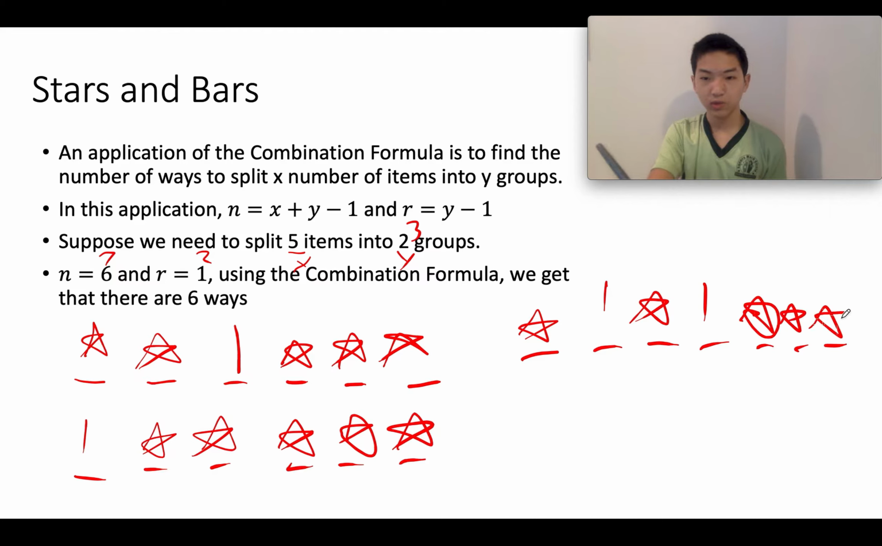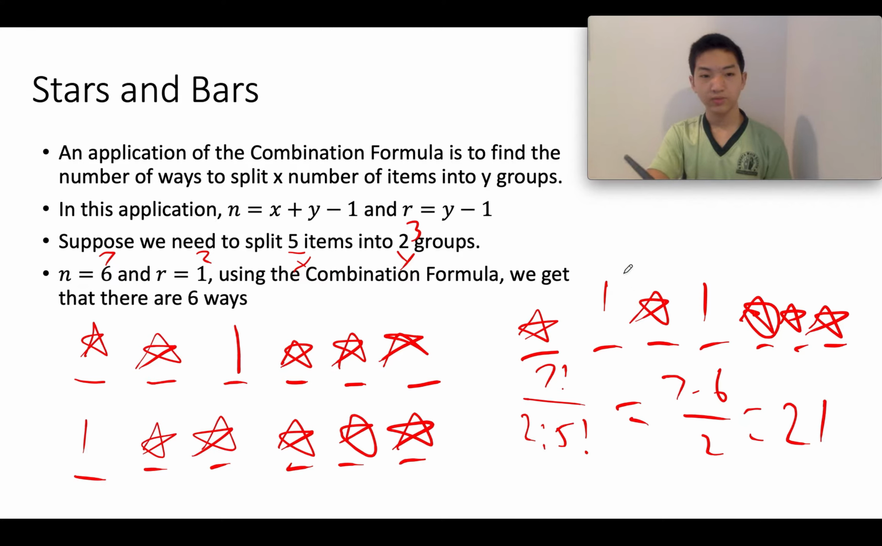So now if we wanted this to be represented by the combination formula, we'd have 7 factorial divided by 2 factorial, 5 factorial. That would be equal to 7 times 6 over 2, which is equal to 21. So if instead we were splitting 5 items into 3 groups, we'd have 21 ways to do that.